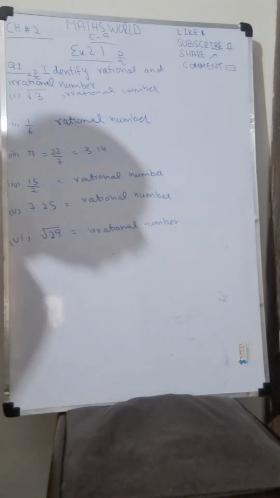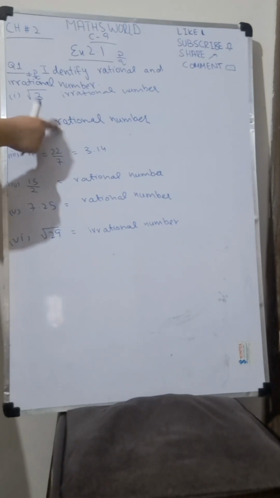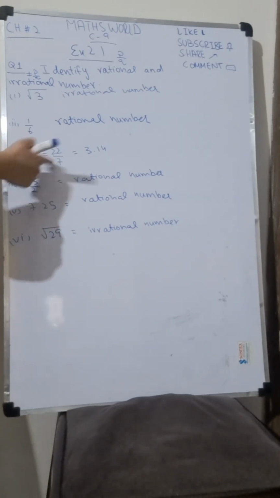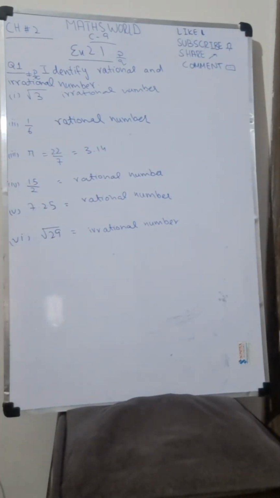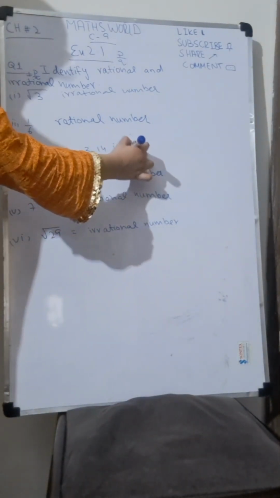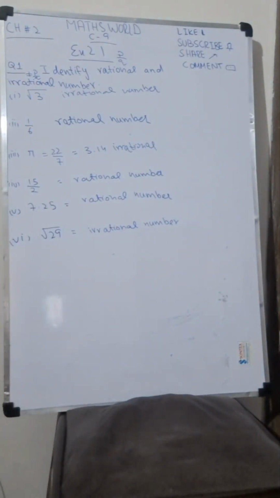Then just see 1 by 6, part 2, it is a rational number because it is in P by Q form. Then part number 3, that is pi, 22 by 7 or 3.14. That's not in P by Q form, so it is irrational. Simply you write irrational. In the paper it will come like this, that MCQs will ask whether it is rational or irrational.